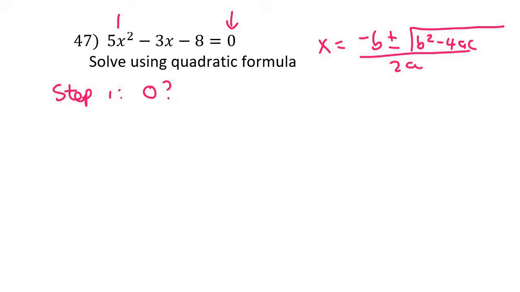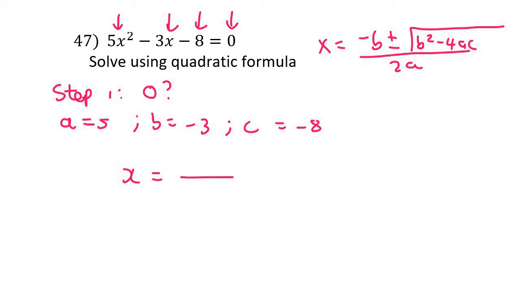So then a is always the number in front of the x squared, so a will be 5. b will be the number in front of the x, which is minus 3. And then c will be everything else, which is minus 8. You then type that in on the formula, but let's first fill it in. So just do it directly, exactly as you see it.